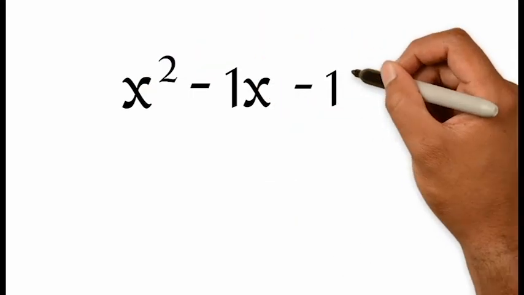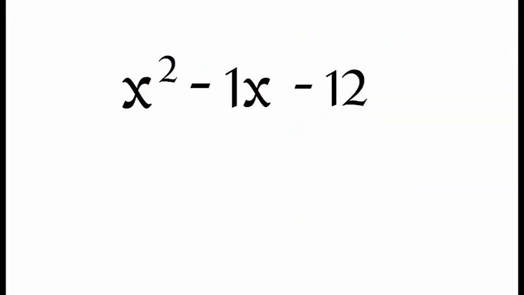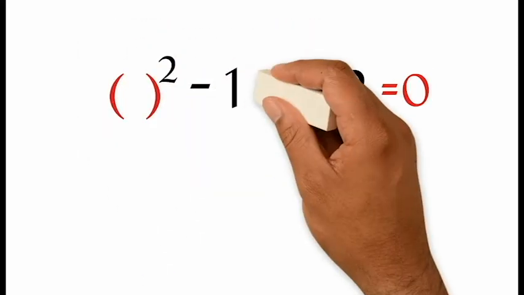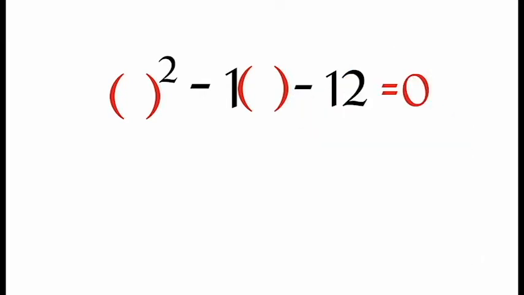Let's make it a little bit more difficult. Here you have x squared minus 1x minus 12. Same rules. Let's make it equal to 0. Remember, whichever number you choose, you have to replace both x. Were you able to find one number that worked?